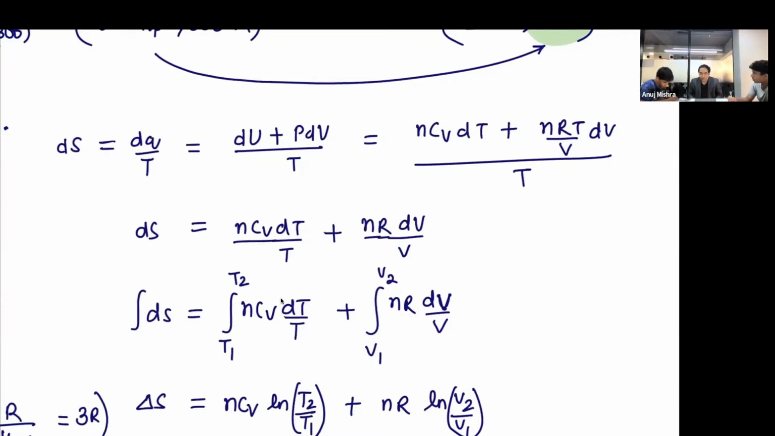Volume is not changing. Temperature is not changing basically. T1, T2 are same. So volume is not changing, it's isochoric. If volume is not changing, it's isochoric. V2 by V1 ln will be 0. So the second term becomes 0. Answer becomes NCV ln T2 by T1.